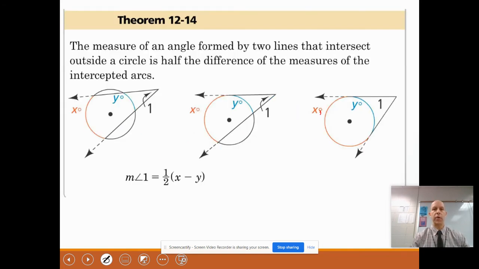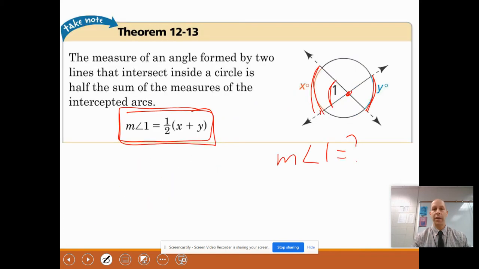All right, our next theorem, 12.14. The measure of an angle formed by two lines that intersect outside of a circle is half the difference of the measures of the intercepted arcs. This is almost a continuation of the previous theorem, except now instead of having the lines intersecting inside the circle, they are intersecting outside the circle.